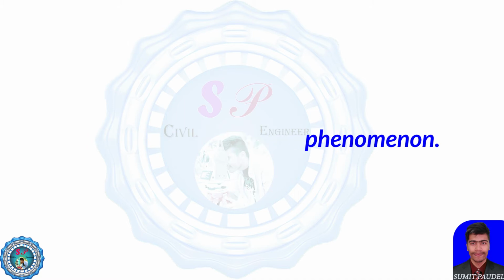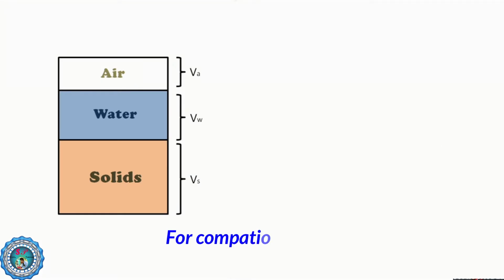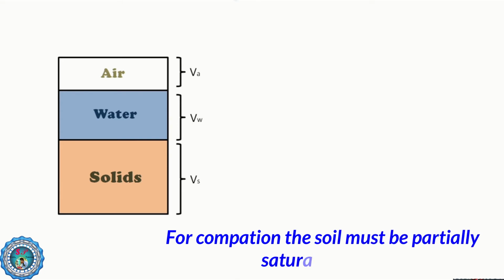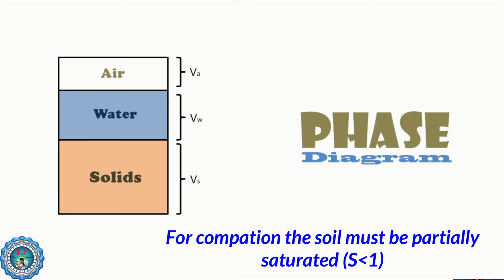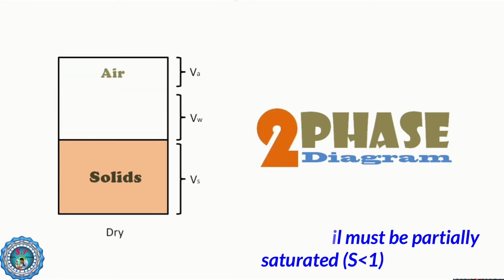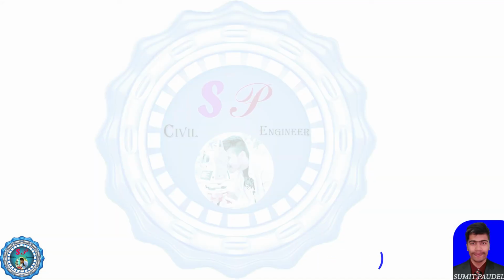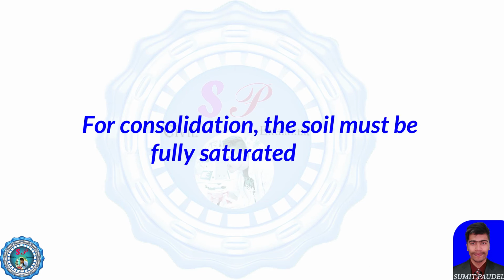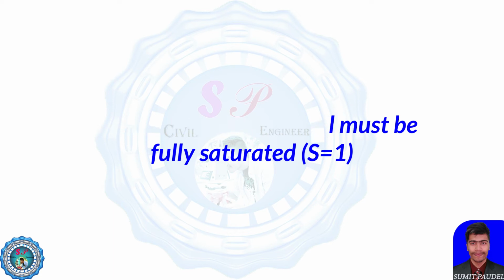Okay, next, compaction. For compaction, the soil must be filled with air. This means the soil must be partially saturated. If the soil is fully saturated, then all the voids are already filled with water and there will be no air. Then how to release the air from the soil? So for this, the soil must be partially saturated, and for consolidation the soil must be fully saturated. This means the degree of saturation must be equal to 1.